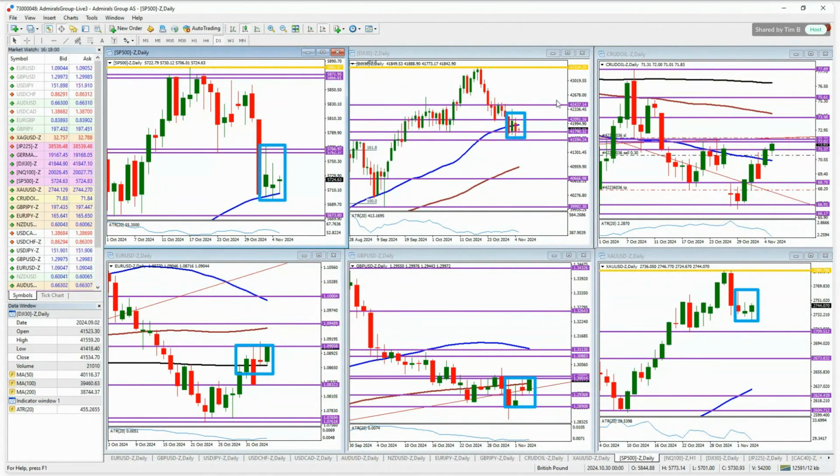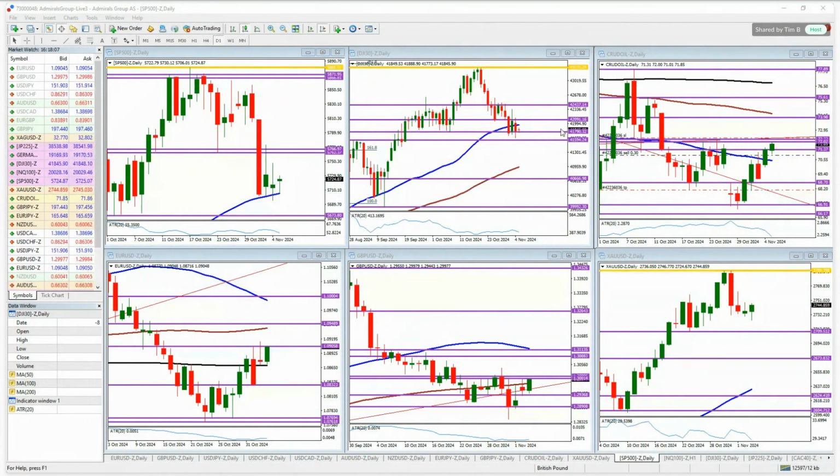But broadly speaking, we've had 2 or 3 days of volatile price action, really. Nothing to get too excited about. And it's very difficult for these markets to price in any kind of response when it is so tight.